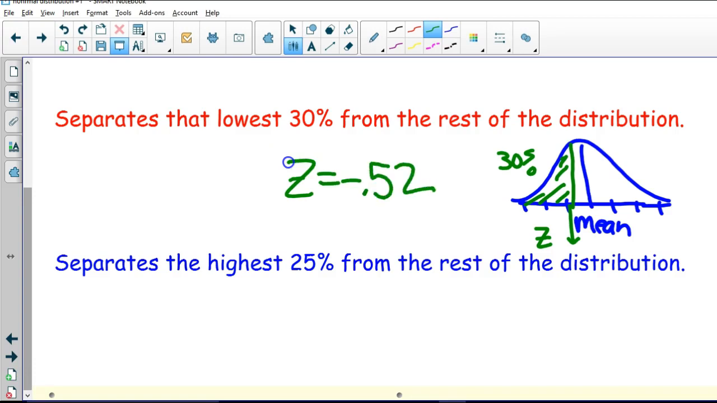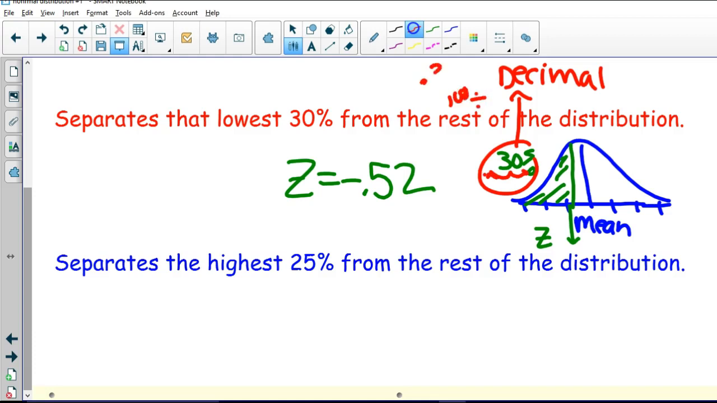Now we need to know what separates the highest 25%. Yes, very good. I should have said that to begin with. When we do go backwards, we need to change this 30% to a decimal. And do you guys remember how to change it to a decimal? We go 2 decimal places to the left, okay? Or we can divide by 100. That's going to give you 0.30.